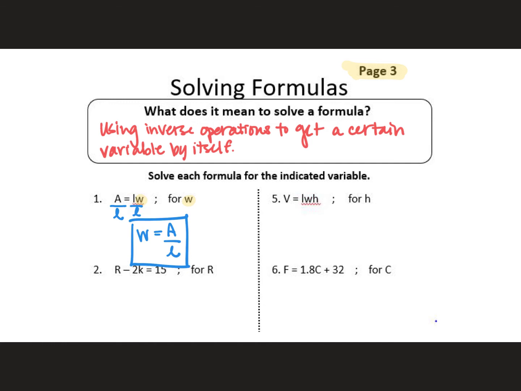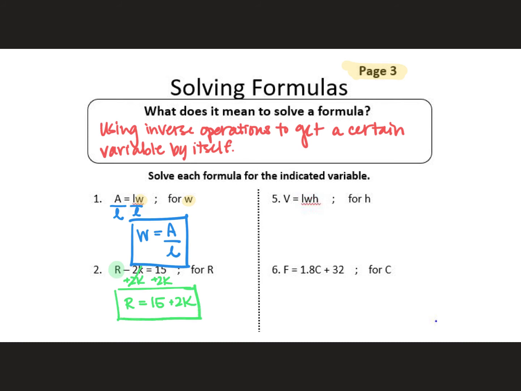On number 2, I'm going to solve for R. So here's R. R needs to be the only thing on this side, so I have to get rid of that 2k. So when I read this, I would read it as R minus 2k. So how do we get rid of minus? Well, we would add 2k. So now when I add 2k on the other side, 15 and 2k are not like terms, so they just get written side by side. 15 plus 2k or 2k plus 15.